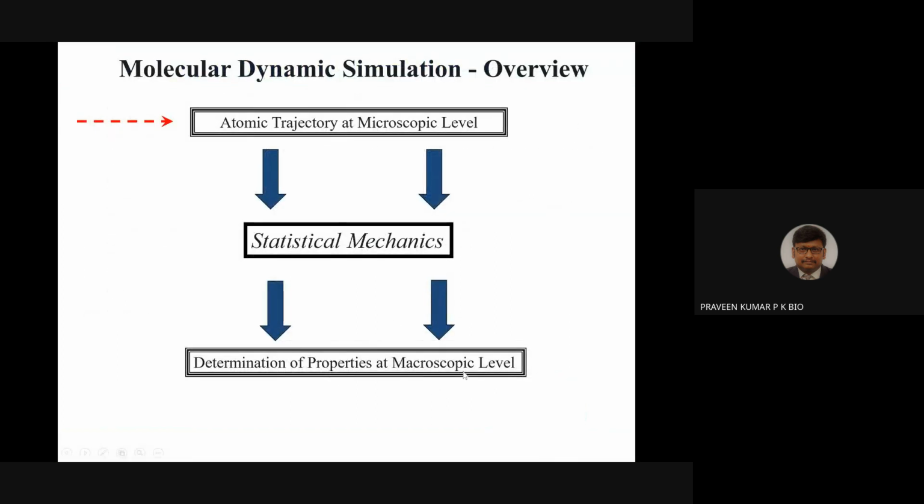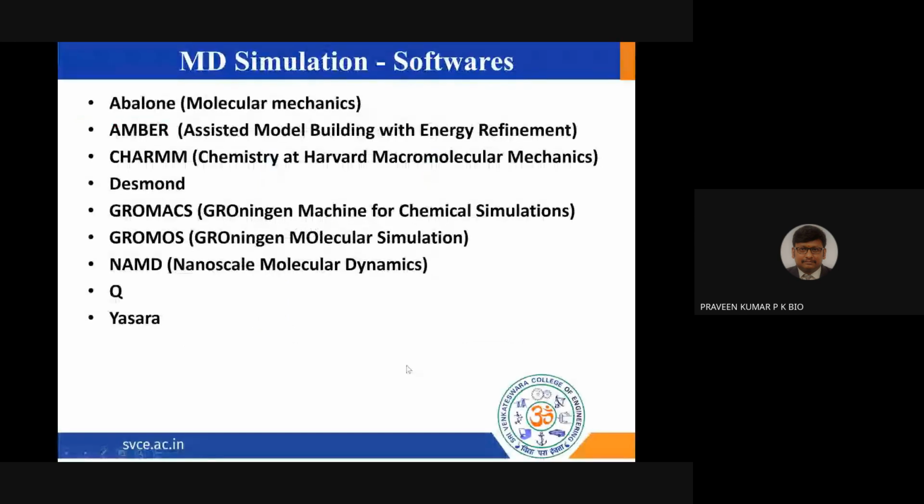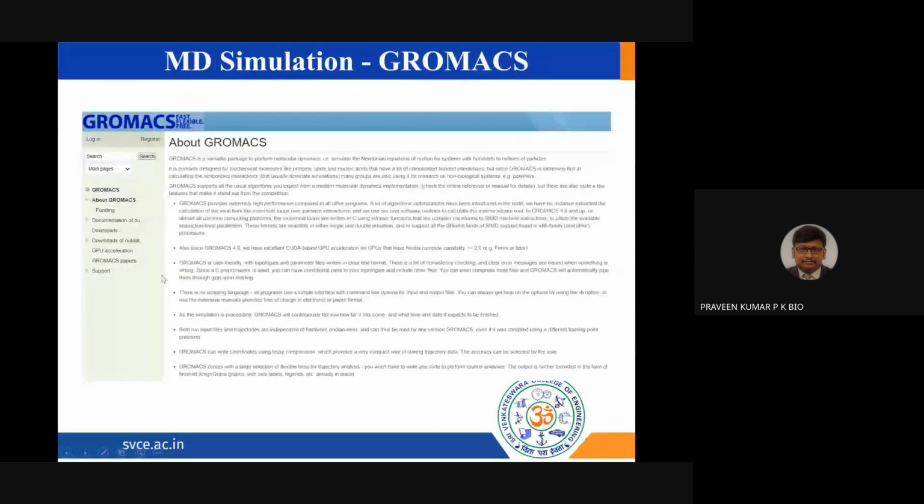For a single protein, you get an absorbance in spectrometry, isn't it? So what is going to happen? You're determining the properties at the macroscopic level. You're not determining them for a single atom or molecule, but for the entire protein. And these are the MD simulation software packages generally used worldwide: Abalone, Amber, CHARMM, Desmond, GROMACS, GROMOS, and NAMD, Yasara.